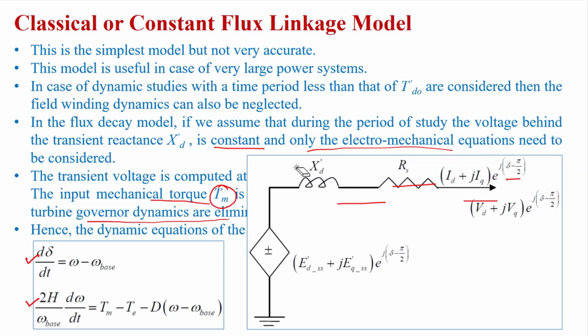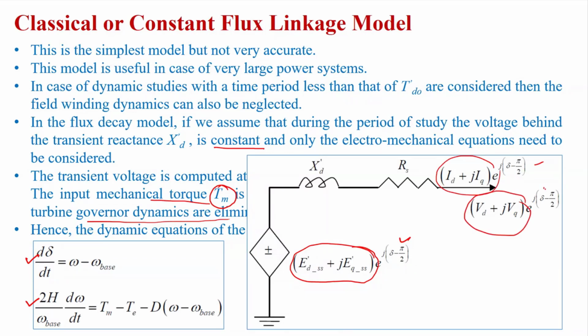If we represent this classical model in the equivalent circuit form, this is your internal steady state voltage, multiplied with the conversion factor, this is your terminal current, and this is your terminal voltage. Just by multiplying the conversion factor, we find it in the common reference frame. So this is your classical or constant flux linkage model.